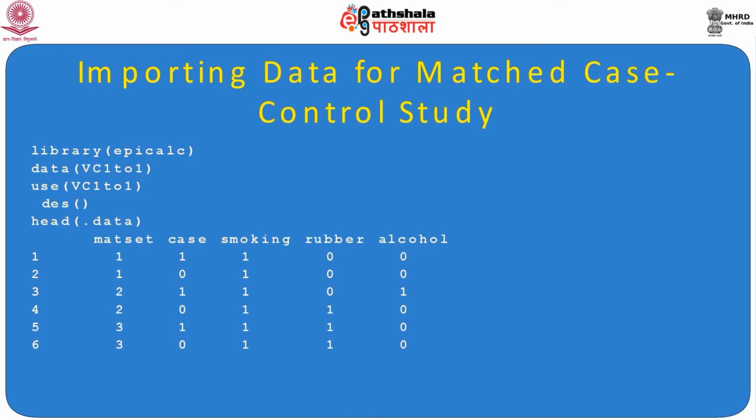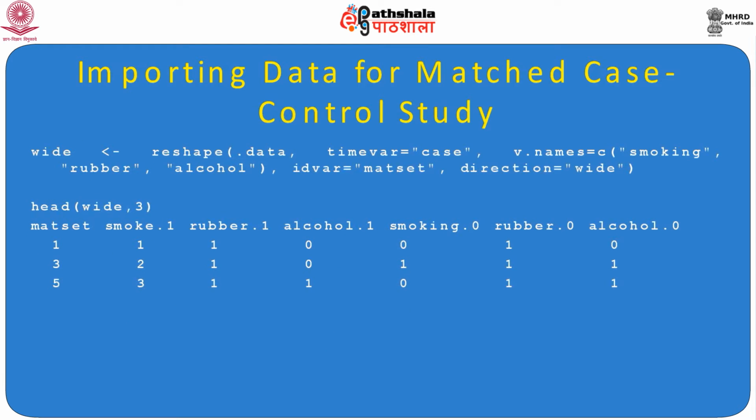So this is a basic data set we are illustrating. Now we are going for analysis. There is a function called reshape. That function can be used for reshaping the data, here with wide3. We are using the time variable as cases and v.names as smoking, rubber, alcohol, that are the variables considered here, and matching data set is considered as the id variable, that is idvar, and the direction is wide. So we are now changing our data set into wide format, and for that we are using reshape here, and the whole function we are assigning as wide.